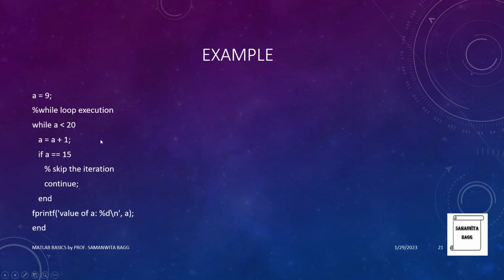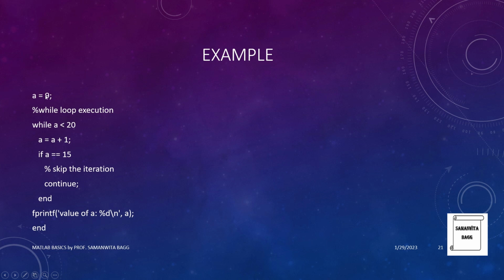I'll explain it with the help of this example. A is suppose 9, while A is less than 20. So this is that expression we were talking about, or the condition. So 9 is less than 20, so there should be an increment by 1. A now becomes 10. If A is equal to 15, which it is not, then it should continue. So we can just skip this portion right now. We can go to printf and the value will be printed. So the first value is 10.